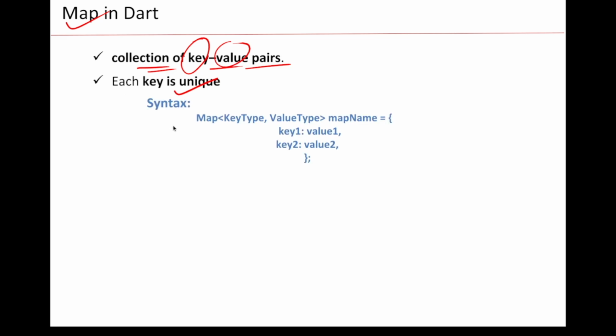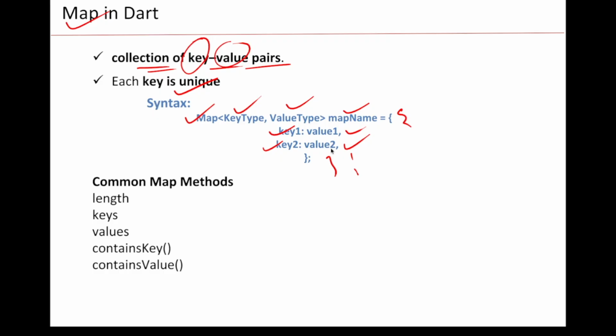Here is the syntax of map: the Map class, key type, value type, the name of the map variable, and inside curly brackets, key, value, key, value, and so on. We can perform many operations on a map such as length, keys, values, containsKey, and containsValue. So let's get coding to understand better with the help of examples.